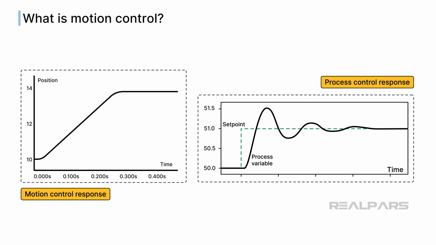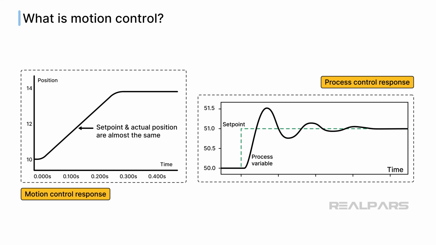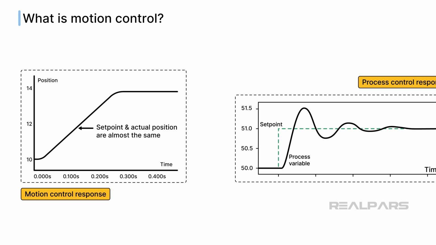Acceptable responses to setpoint changes or disturbances differ in motion and process control. A quarter-wave damped response is usually desired and accepted in process control, but possibly disastrous in motion control. In a well-tuned motion control system, the actual position must closely follow the target or setpoint position.